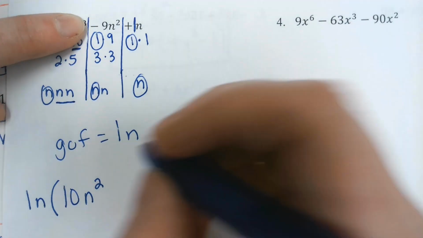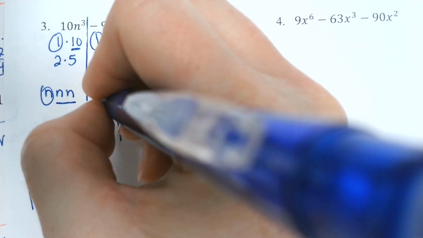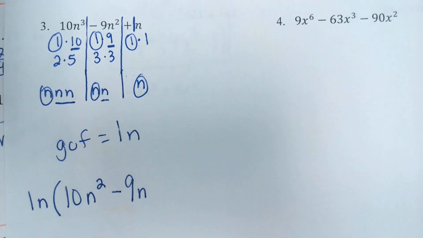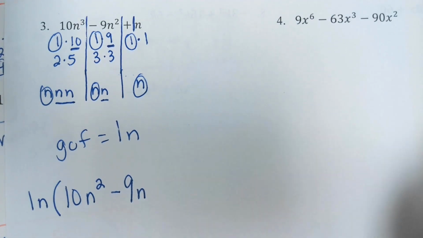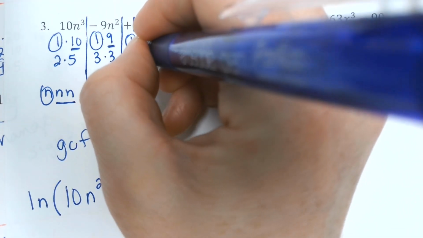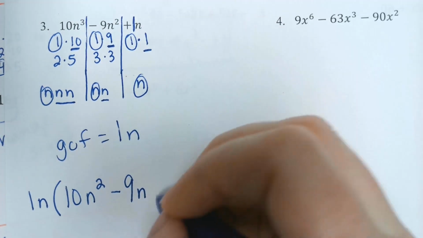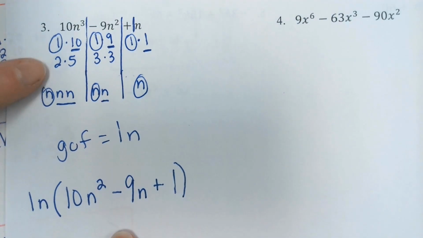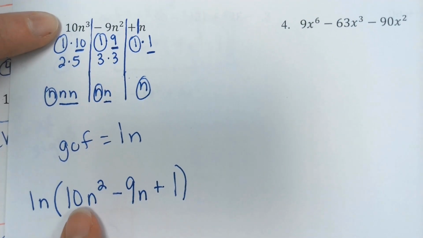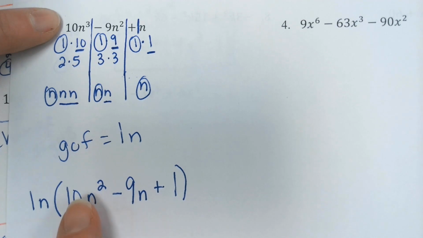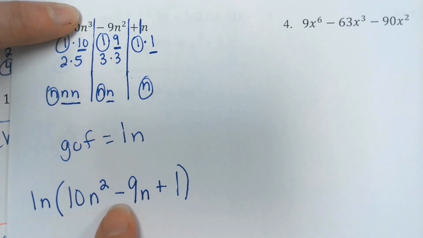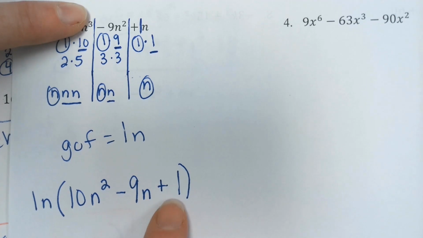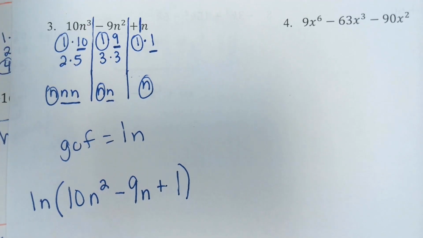Carry down the same sign. So minus, what do I have left? 9n. And then the last term, what would that be? What's left? Plus 1. So all we did was factor 1 n out. See how it's the exact same numbers? 10 n, but it's squared now. Minus 9n plus 1. All we did was pull 1 n out. That left just 1 left inside.